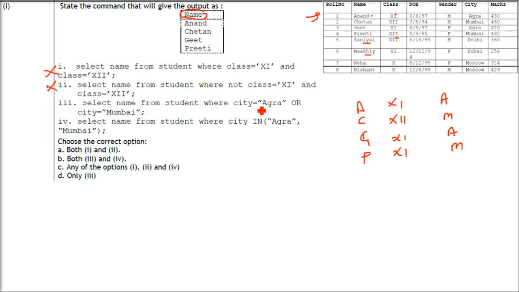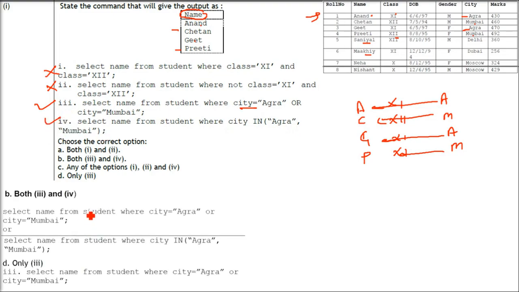Select name from student where city equals Agra or city equals Mumbai. This is absolutely correct, because Anand and Geet are from Agra, and Chetan and Preeti are from Mumbai. So the third is correct, either Agra or Mumbai. Coming to the fourth one, city in Agra, Mumbai is exactly similar to what the previous command is giving. So the fourth is also correct. Third and fourth are correct.